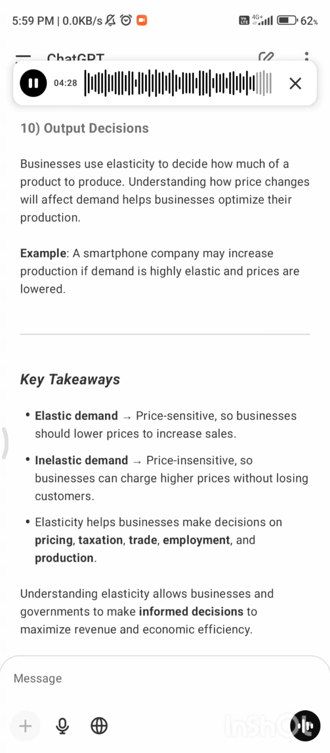Key takeaways. Elastic demand, price sensitive, so businesses should lower prices to increase sales. Inelastic demand, price insensitive, so businesses can charge higher prices without losing customers. Elasticity helps businesses make decisions on pricing, taxation, trade, employment, and production. Understanding elasticity allows businesses and governments to make informed decisions to maximize revenue and economic efficiency.